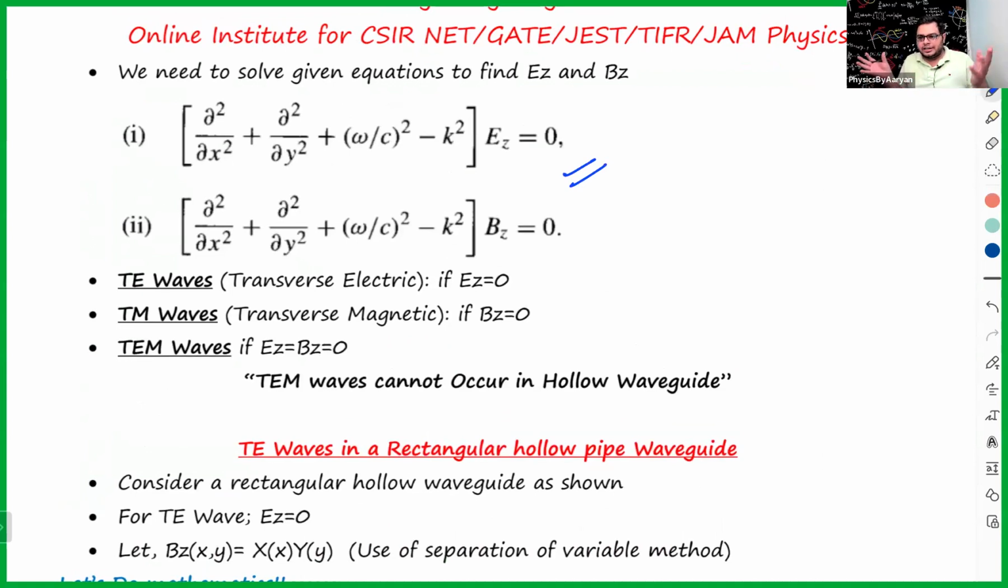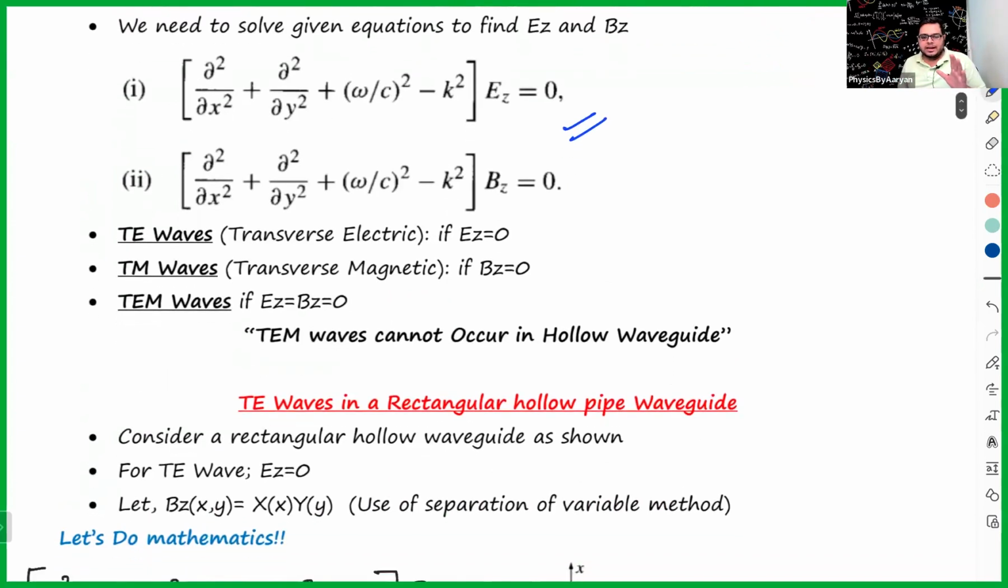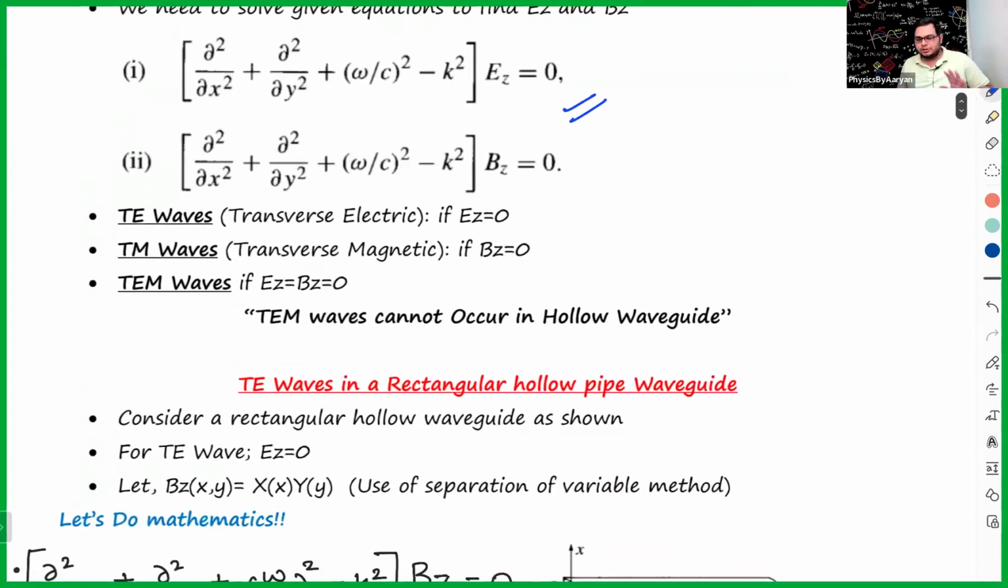We have a waveguide. Tell us the shape of the waveguide. What is the shape? So in our syllabus, there is only one shape, and that is a rectangular hollow pipe. That's all. First of all, in all the waveguides, only one waveguide is there, which is hollow. And in hollow also, there is only one shape, which is rectangle. That's all. So you only need to study rectangular hollow pipes.